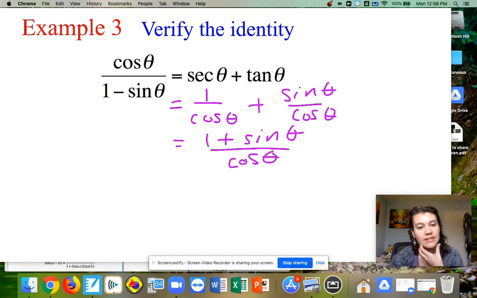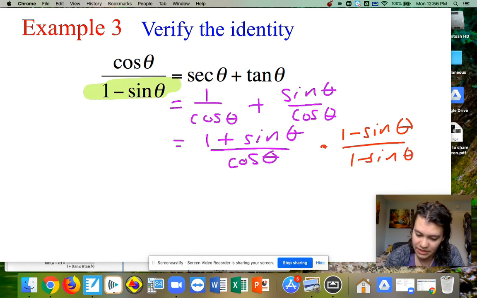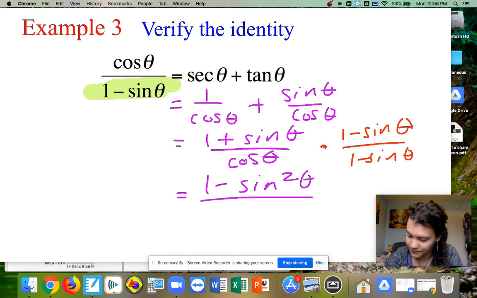And then here you might be stuck, like, well, what do you do? So I know in the end I want to get a 1 minus sine theta on the bottom, but I don't have that yet. So I'm just going to put that in. I'm going to multiply this by 1 minus sine theta over 1 minus sine theta. And with these, there's not like one way you have to do it. There's usually one way that's faster, easier, but there's never like only one way. So if I FOIL the top out, you get 1 minus sine squared theta. And then I'm going to leave the bottom not FOILed out for now.